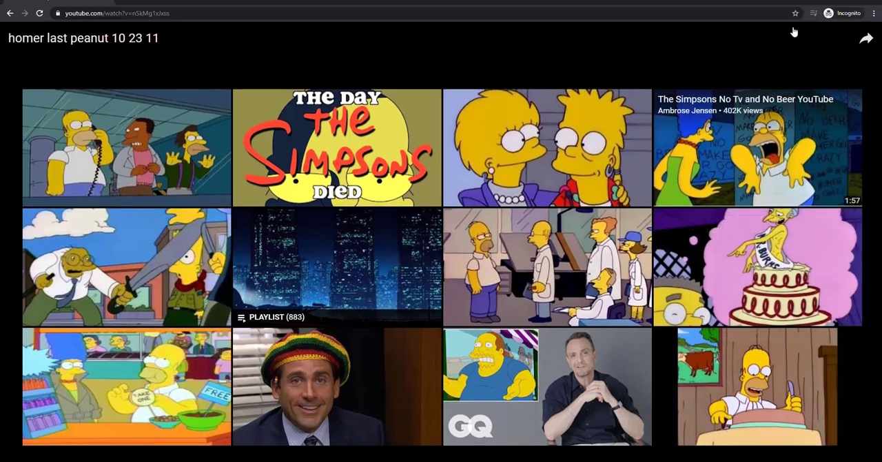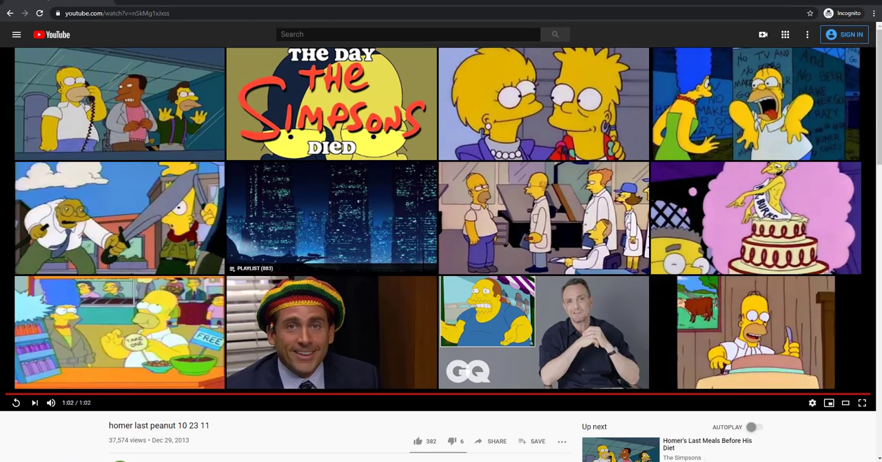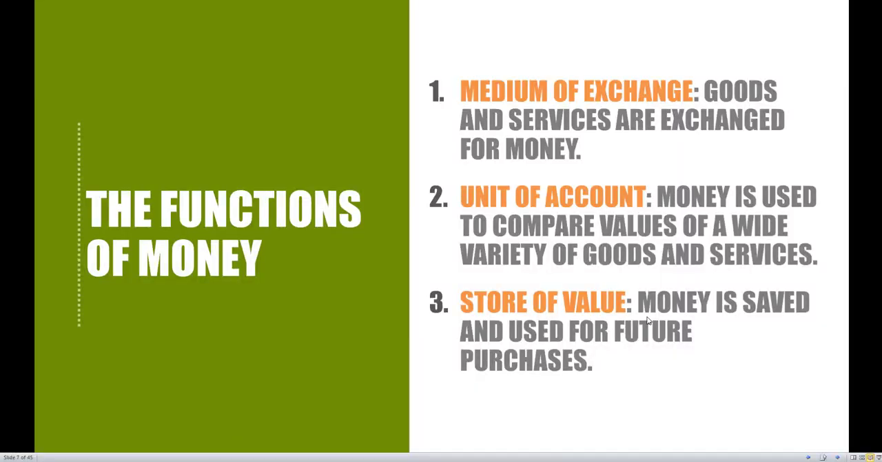So once again, Homer here is an idiot, back when The Simpsons was actually really, really good. So let's take a look at the functions of money once again. The Simpsons has gone downhill in quality, but the older episodes still hold a lot of value. So what functions of money can we see here with Homer? With the $20, we can probably see all three of these right here.